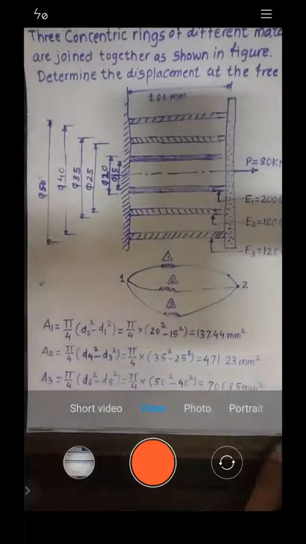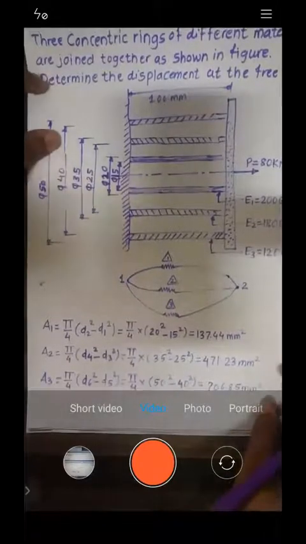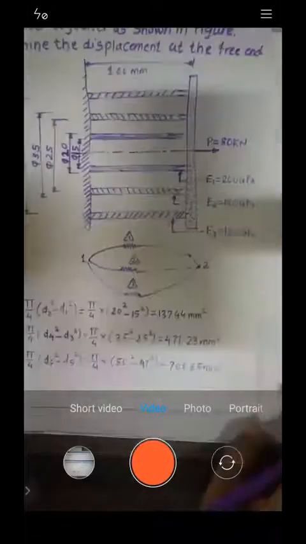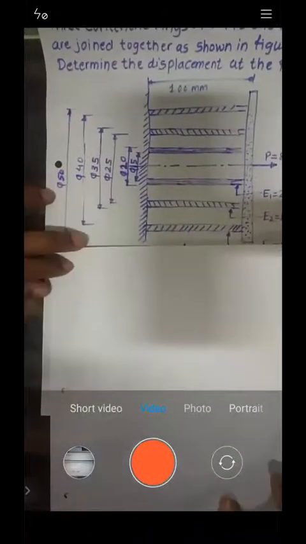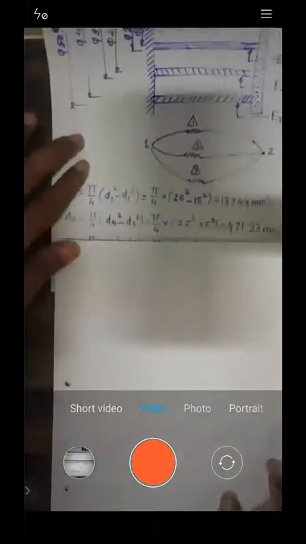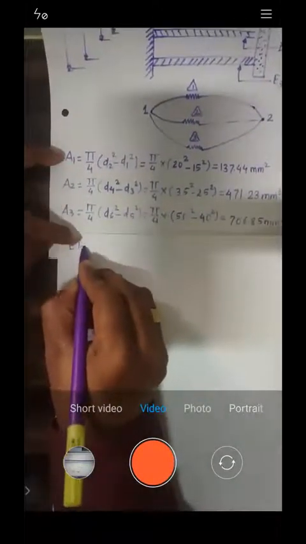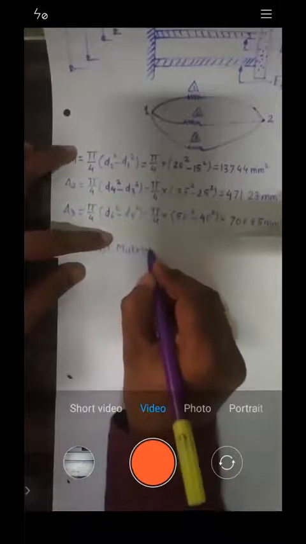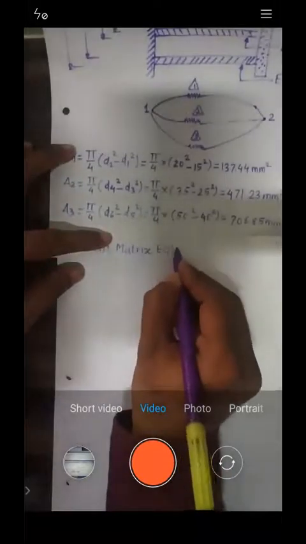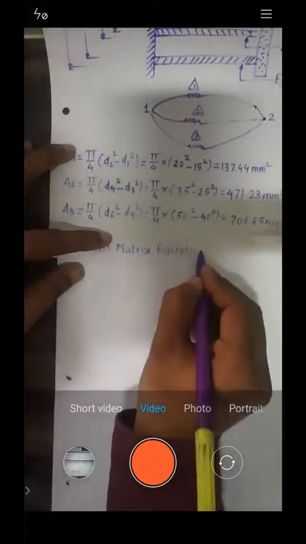Now, what is the next step? We need to write down the element matrix equation, right? So we will go to the next step. I will write it down here only. We are interested in writing down the element matrix equation. So what is the element matrix equation?